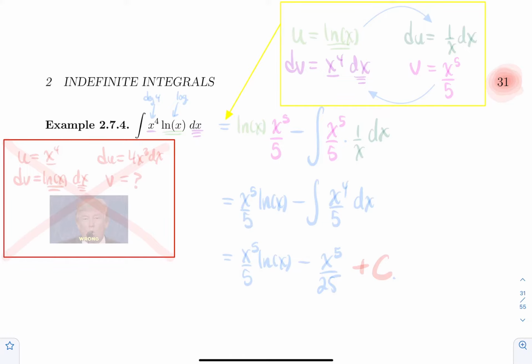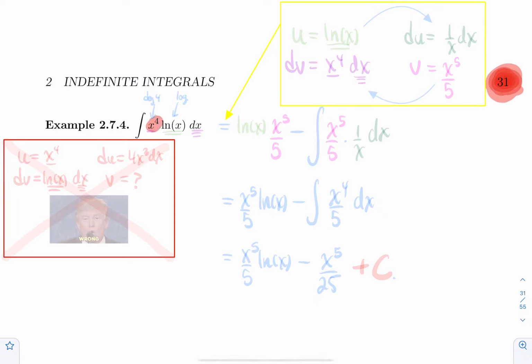Hello everyone. Let's do more examples of integrals using by parts. So our next example here is we want to integrate x⁴ times ln of x dx. This is not a basic integral. We have the product of two terms.